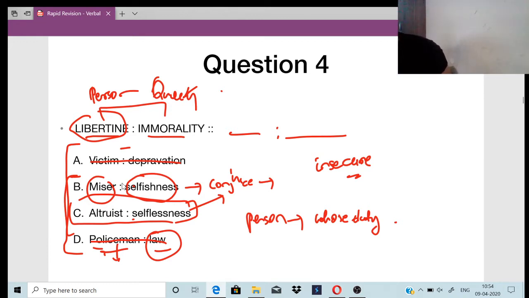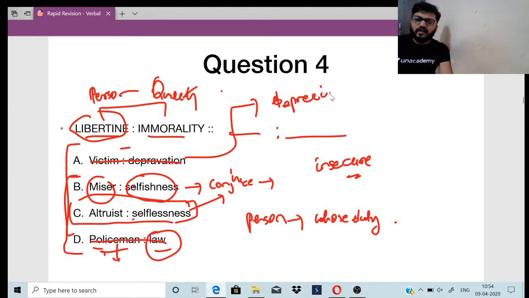Deprivation. Okay, so what does deprivation mean? Deprivation means not appreciating. Okay, so it is called depreciation. Okay, you're not appreciating someone. You're not appreciating someone, that is called deprivation. Okay, depreciating someone. Okay, and also detracting someone, so that is called victim.